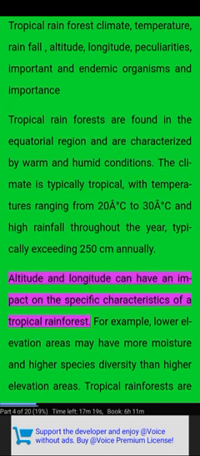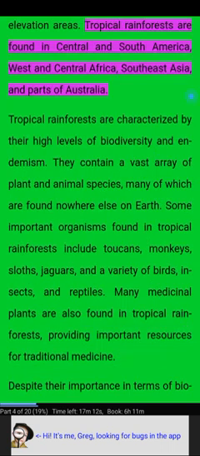Altitude and longitude can have an impact on the specific characteristics of a tropical rainforest. For example, lower elevation areas may have more moisture and higher species diversity than higher elevation areas. Tropical rainforests are found in Central and South America, West and Central Africa, Southeast Asia, and parts of Australia. Tropical rainforests are characterized by their high levels of biodiversity and endemism.